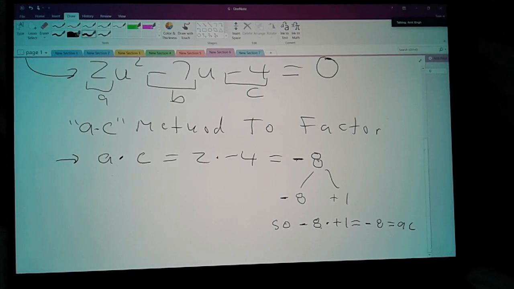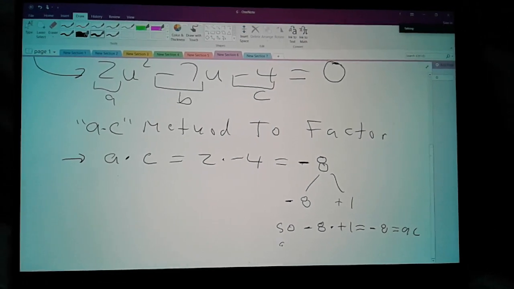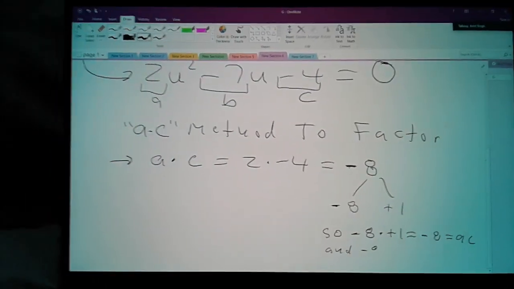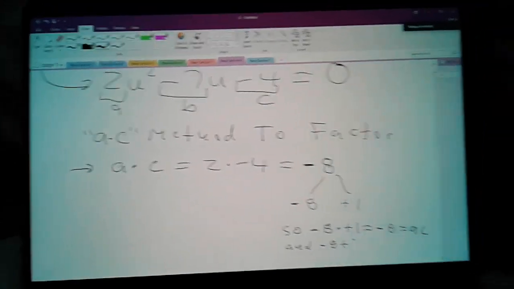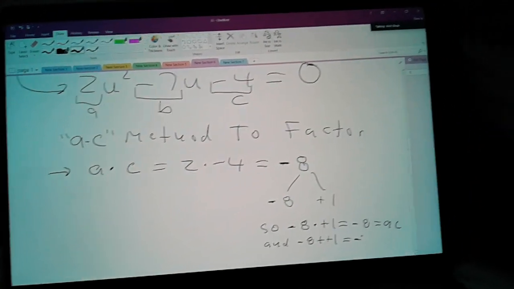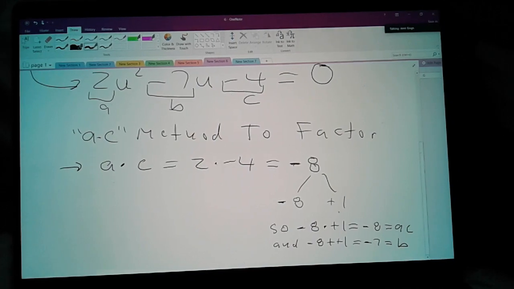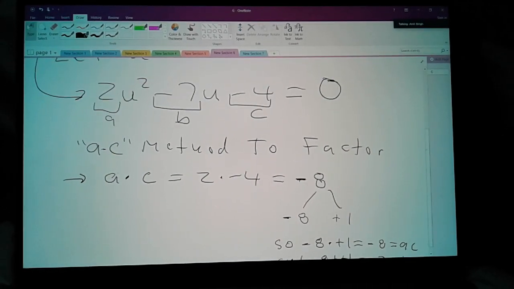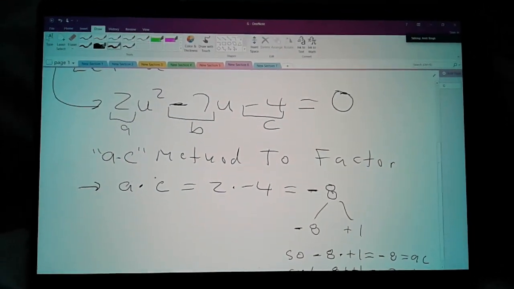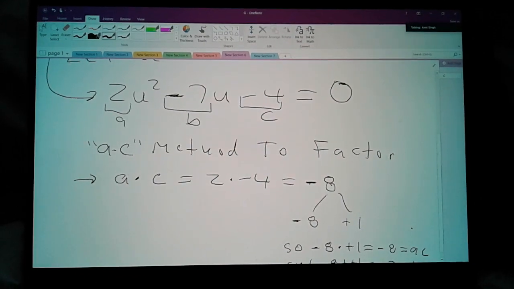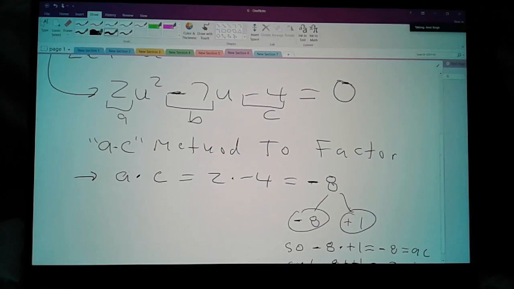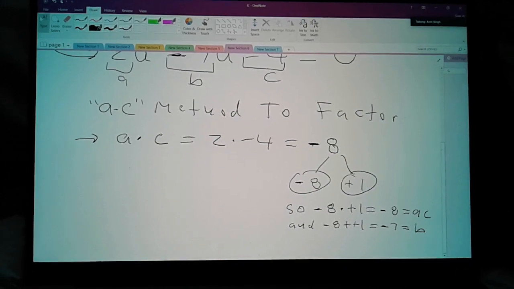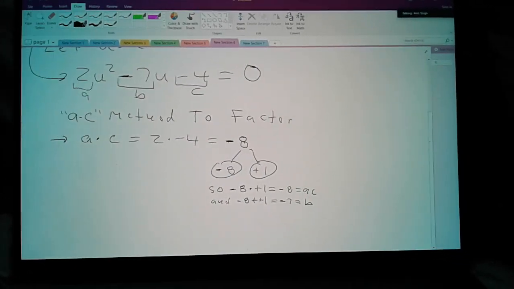So that's my AC. And negative 8 plus positive 1 is negative 7, which is B. So negative 7 you can see is B. A times C is negative 8. So this is a perfect match here, these 2 factors. I'm going to be able to use those 2 factors.